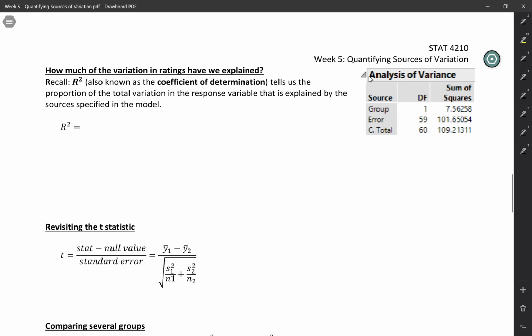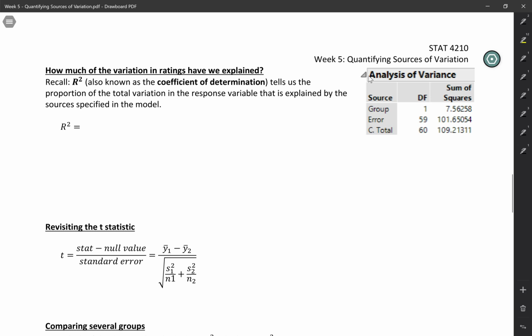In this video, we're going to use what we've learned about sums of squares to revisit some more familiar statistics. So in your first class, you probably learned about r squared, also called the coefficient of determination. And r squared tells us the proportion of the total variation in the response variable that's explained by the sources specified in the model. So in your intro stat, I'm guessing you probably saw this in the context of regression, looking to see how far the points fall from the line on a scatter plot, but it can actually be used more generally than that.